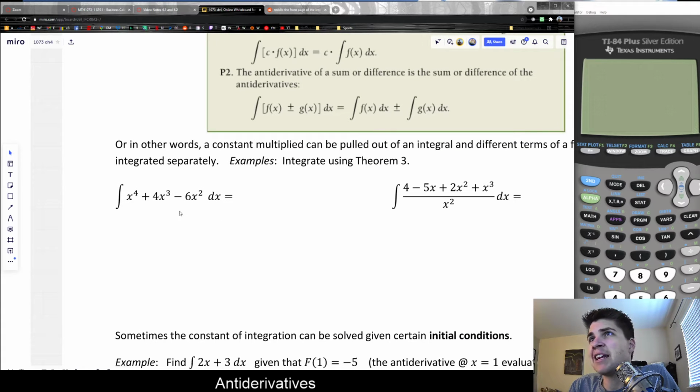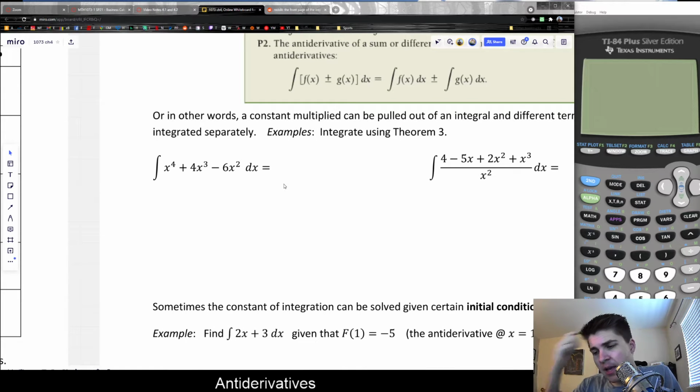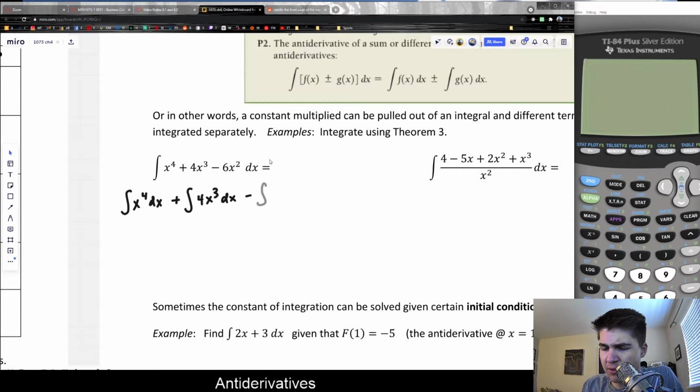So say we wanted to know the antiderivative of this polynomial. Essentially, we could always start by breaking it down into parts. The point of this rule is to realize you can do these one by one as long as you only swap the integrals to terms. If we were to write it out carefully, we'd have the integral of x to the fourth with respect to x plus the integral of 4x cubed with respect to x minus the integral of 6x squared with respect to x. And this would be equal to this up here.